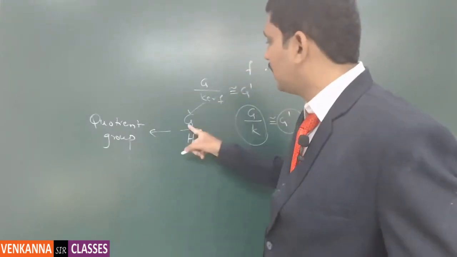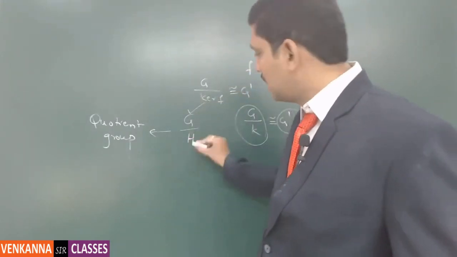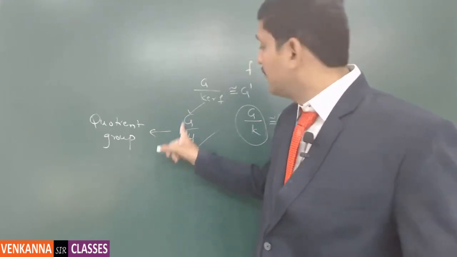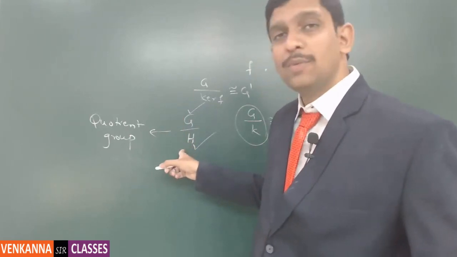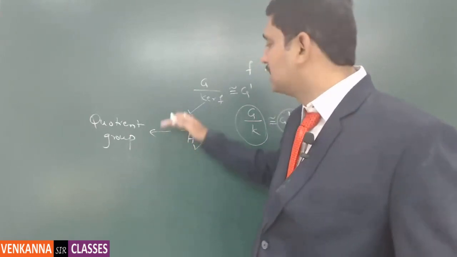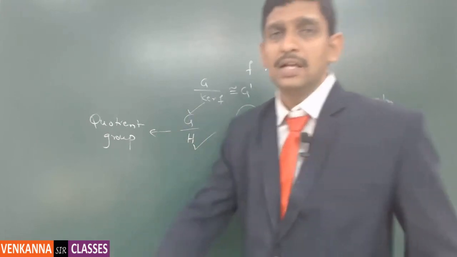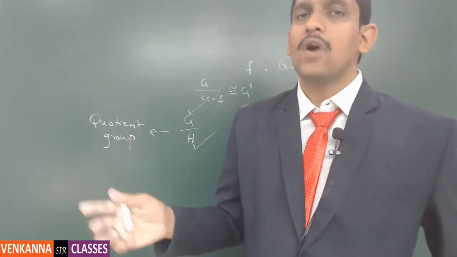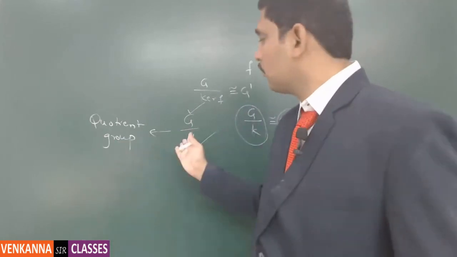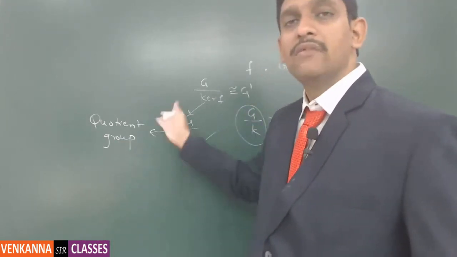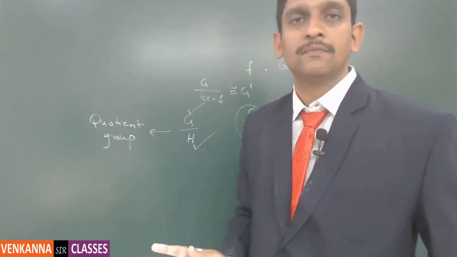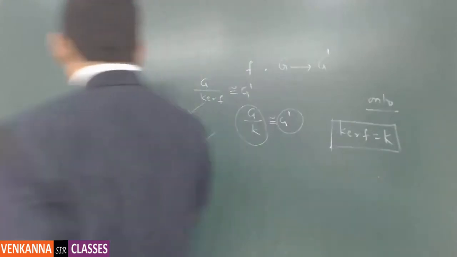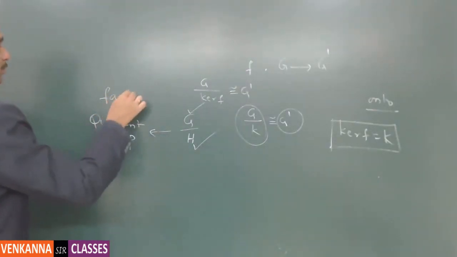You should have a group and a normal subgroup. So whenever a group and a normal subgroup are given, we write G by H. It is nothing but the set of all cosets formed by H with respect to G. So we call it a quotient group. Another name for it is a factor group.